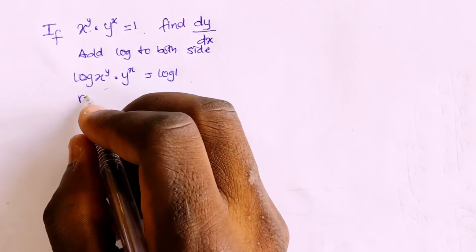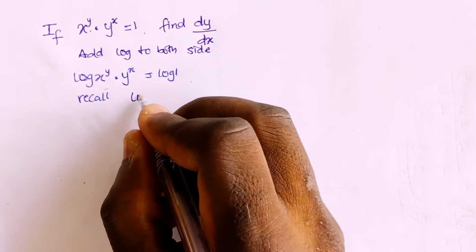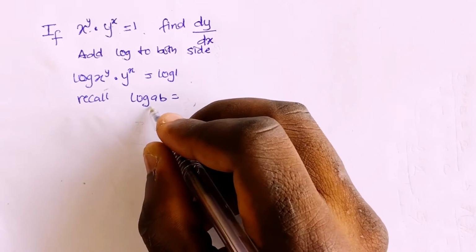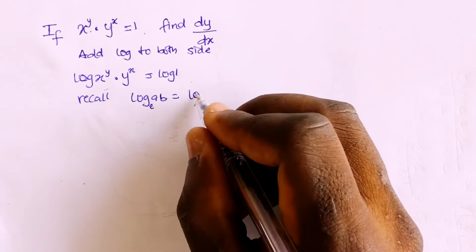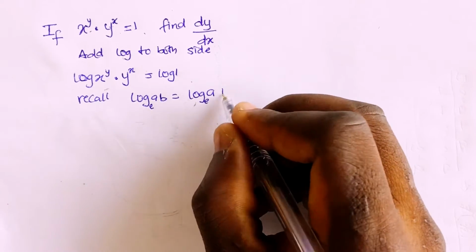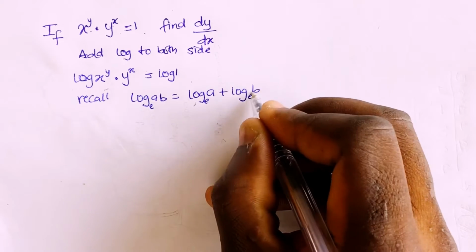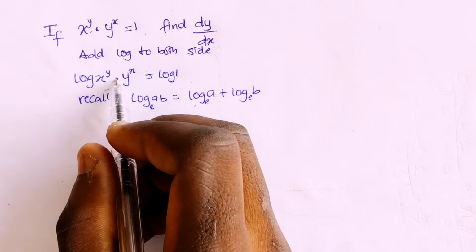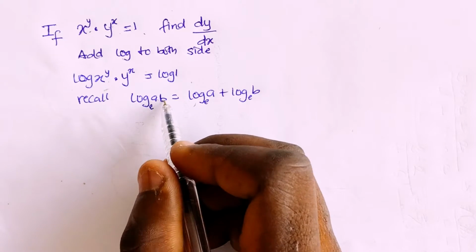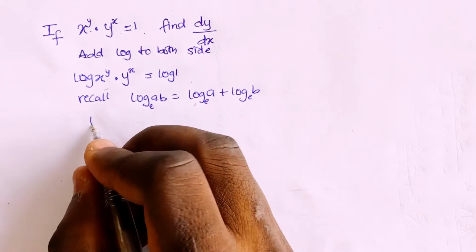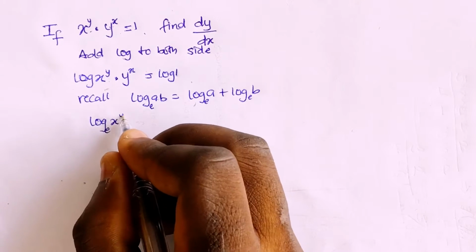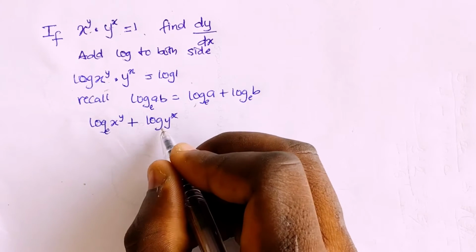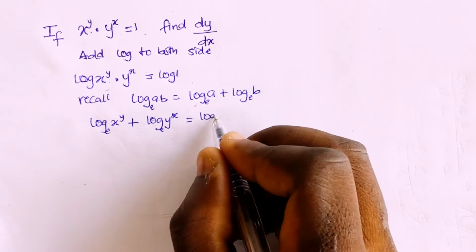We can actually recall that log ab is also written as log a plus log b, right? So we are going to apply this formula here because this is a multiplication sign, a multiplied by b. So this will actually turn to log x to the power y, plus log y raised to the power x, equals log 1, right?